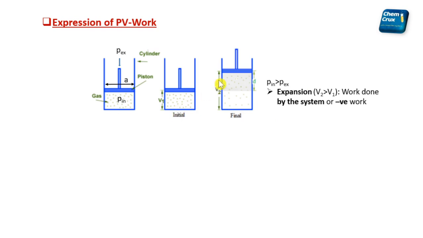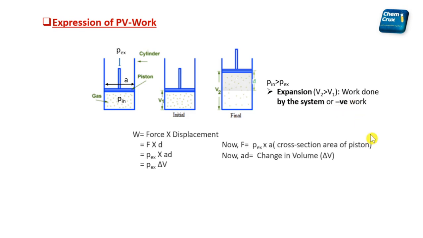Now volume has increased, expansion has occurred, and this is work done by the system. Or as per the sign convention, work done by the system is negative, so this is a negative work. Coming to the equation, work equals force into displacement, that is F into D. Now force is equal to pressure into area.